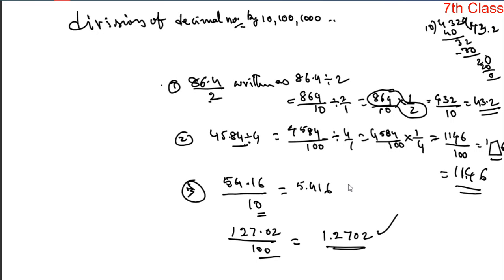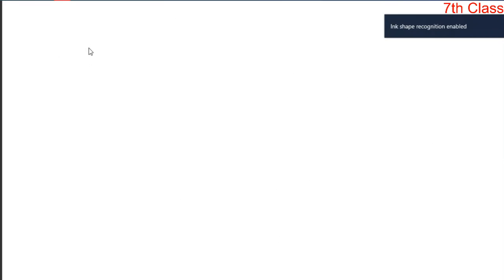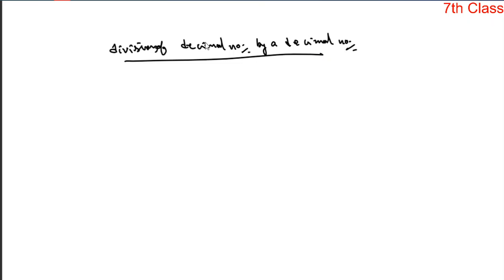Next, now division of a decimal number by a decimal number. So this is the same as the previous one. As we know how to divide a decimal number by a whole number, instead of a whole number here we are using a decimal number.